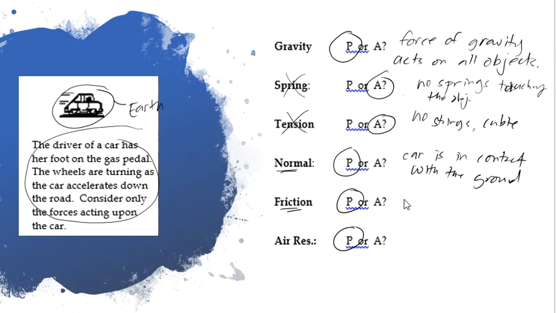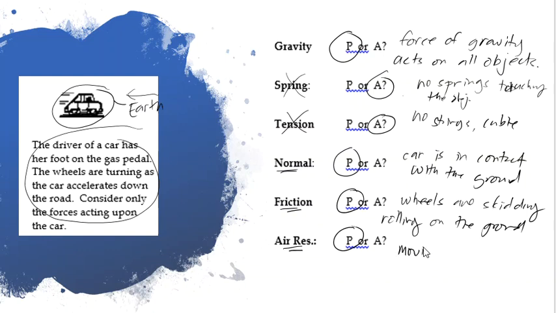So there is friction when the wheels are skidding or rolling on the ground. There is no mention that we are going to ignore air resistance, so we will consider that it's part of it. So the object is moving through air. It is moving through air, so we include it.